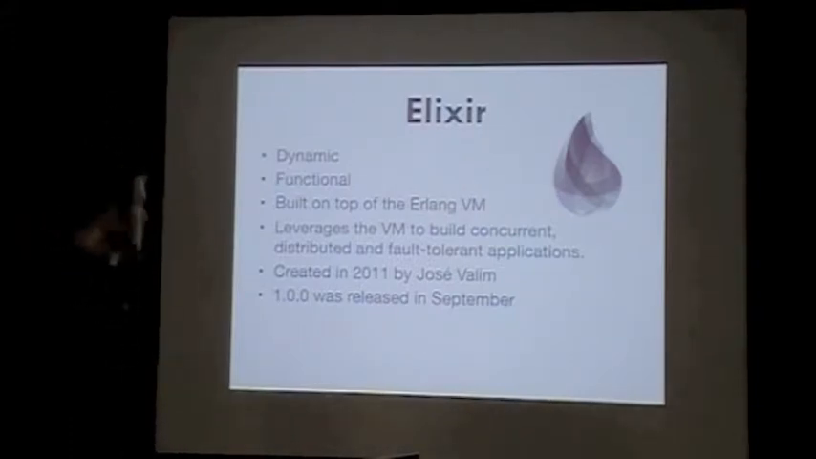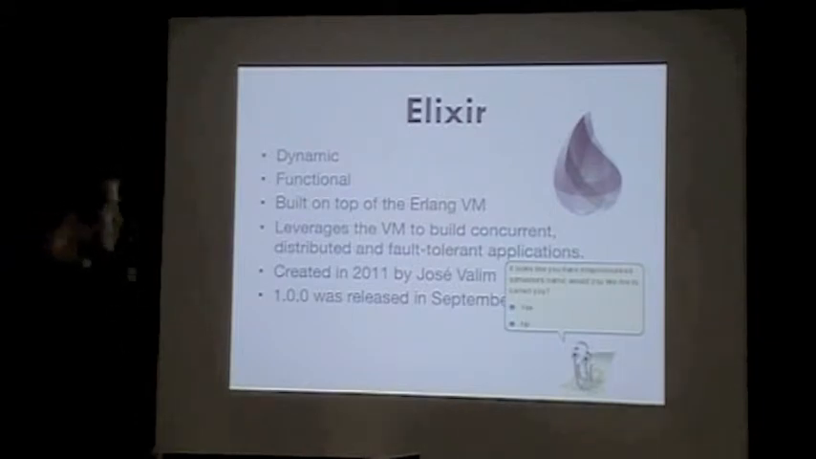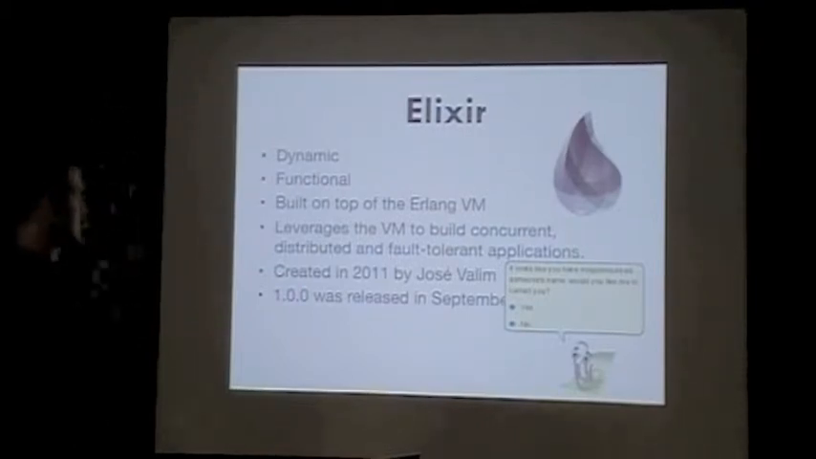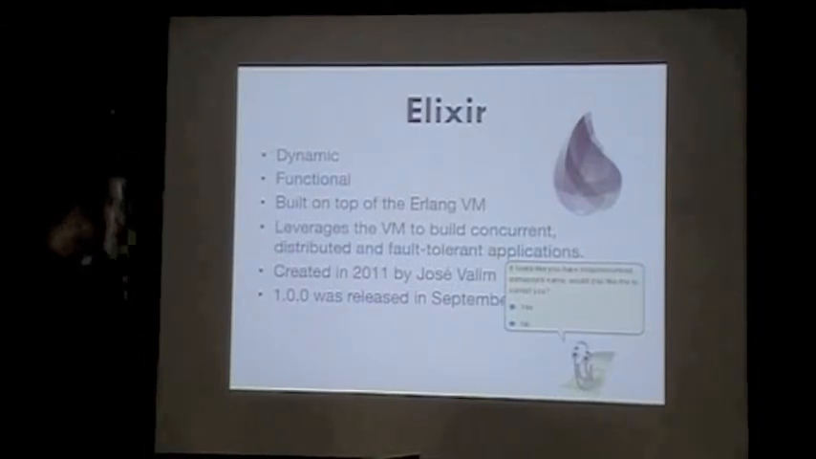It's a relatively new language. It was started in 2011 by Jose Valim, and his name is actually pronounced Jose. He's from Brazil, so he's Portuguese, and their pronunciation of words is very different than Spanish. The first stable version of Elixir was released in September, so it's very new. I've only been experimenting with it for the last year, and it's just recently become stable.